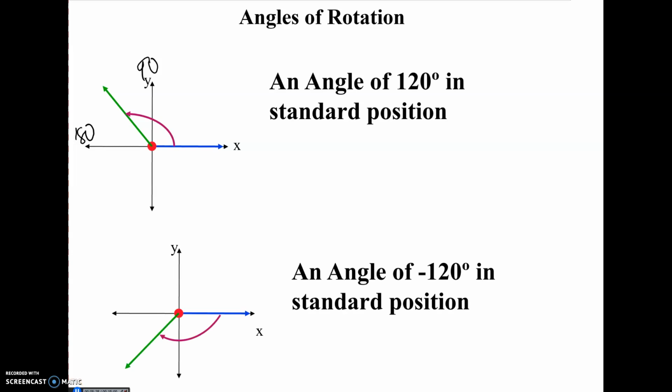If I have an angle of negative 120, remember I want to swing clockwise, so I have to swing under. If I do a quarter turn, I've gone 90 degrees. If I do another quarter turn, I've gone 180 degrees. Technically this would be negative 90 and this would be negative 180 once I'm swinging this way. So I know that negative 120 has to fall in the third quadrant.